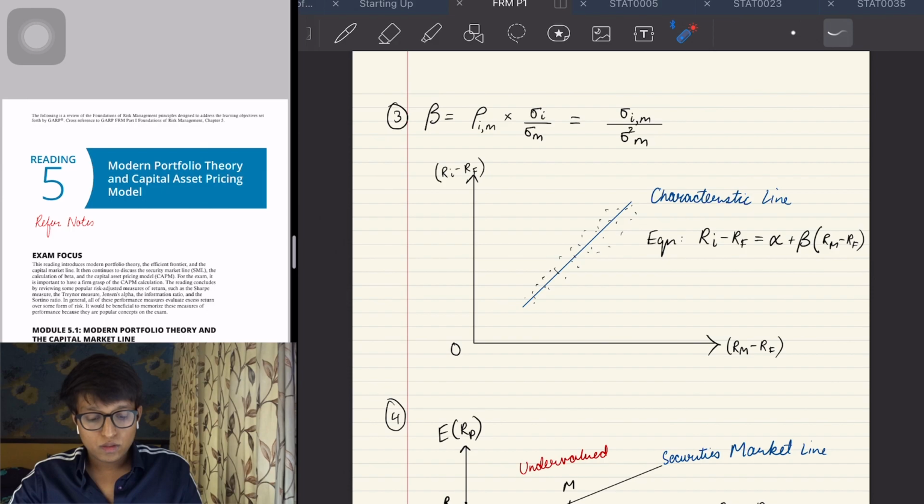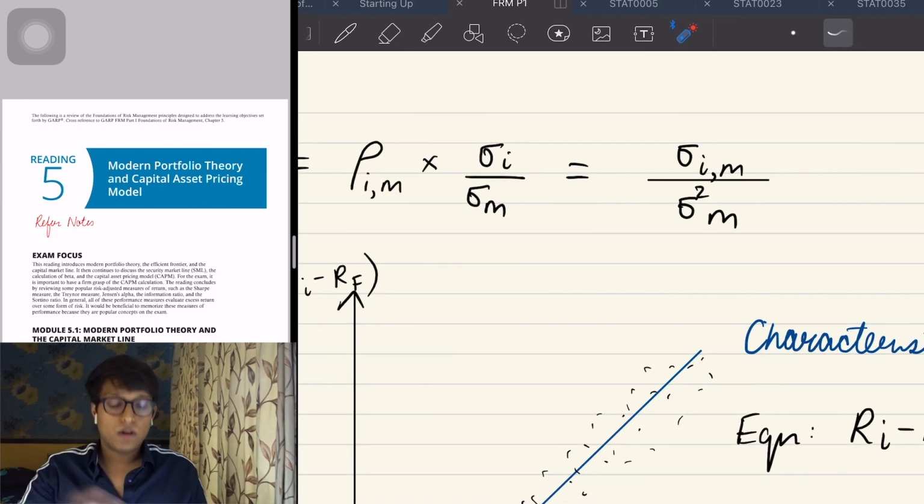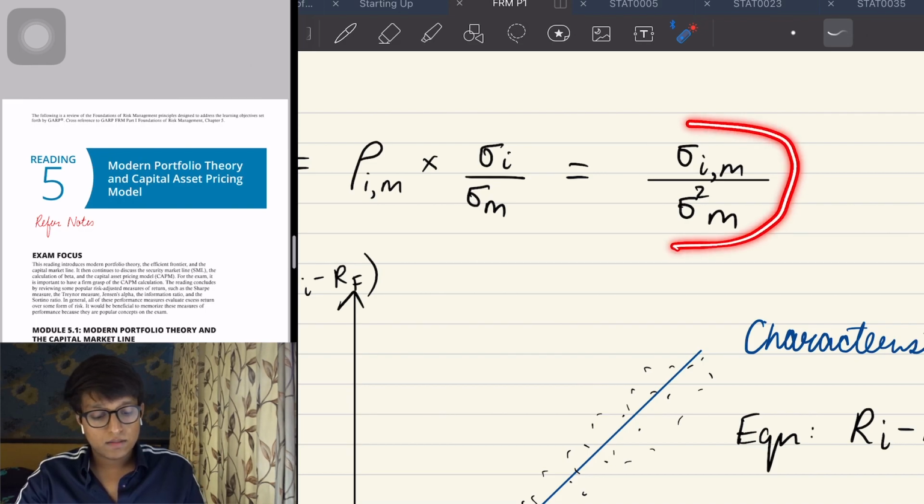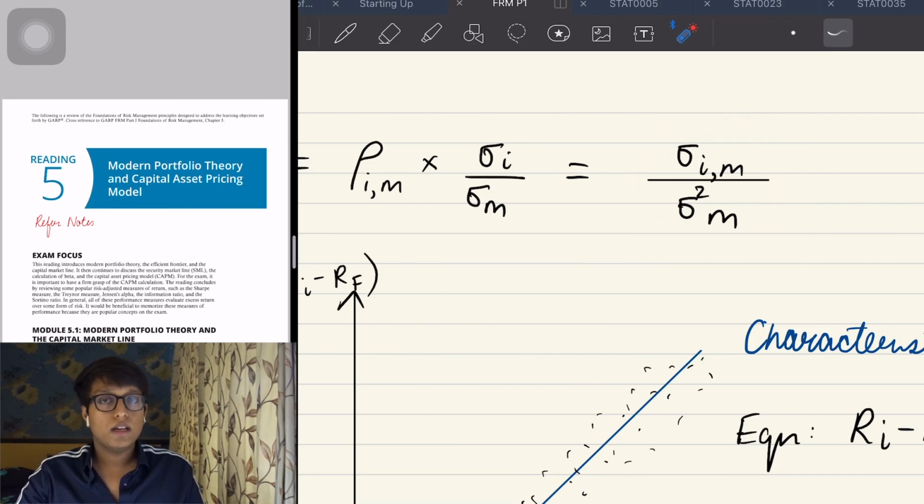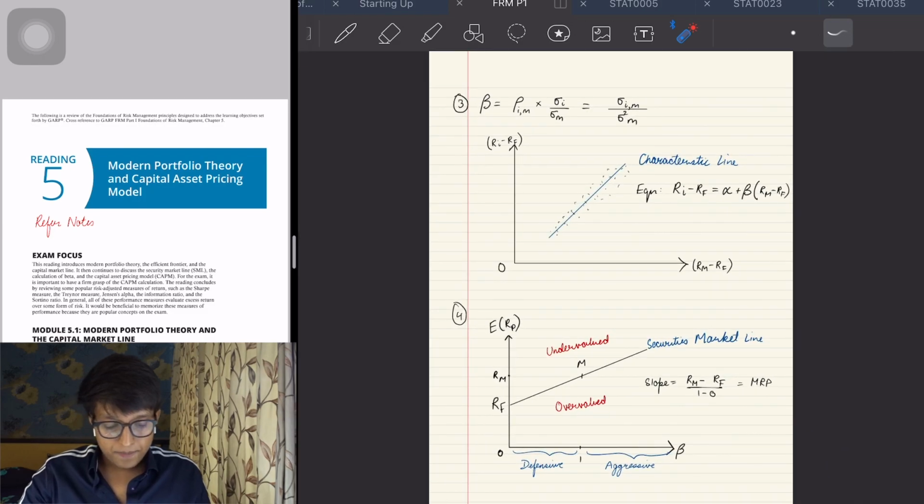It is the correlation times the ratio of the standard deviations. And you can work it around, and you can get it in terms of covariance as well: covariance divided by the variance of the market. Now, how is beta actually derived?